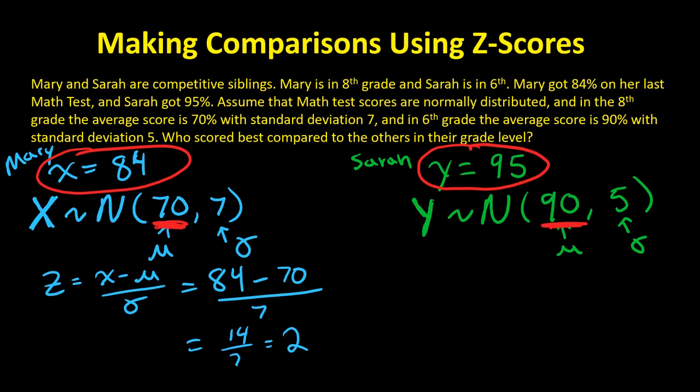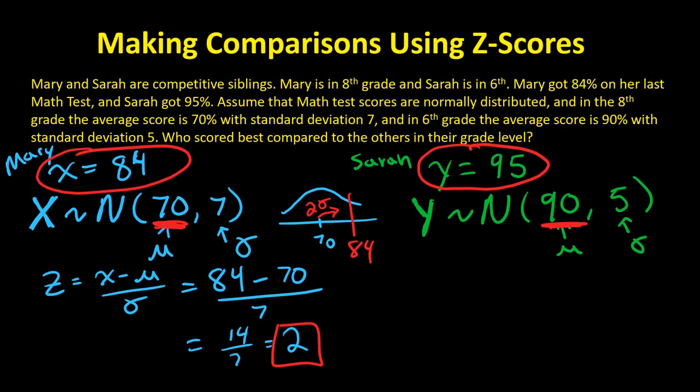So if you were to draw out this distribution, in the center we have 70. Mary's score is up here at 84. And since the z-score is 2, she scored 2 standard deviations above the average.